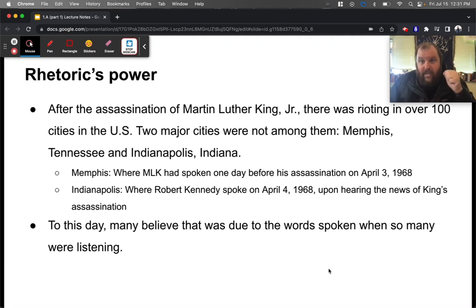You hear a great speech, and you think, I want love, I want equality, I want justice, I want fairness, I want nonviolence. And these two cities, among over 100 cities that were rioting, did not. So the idea here is rhetoric has power.